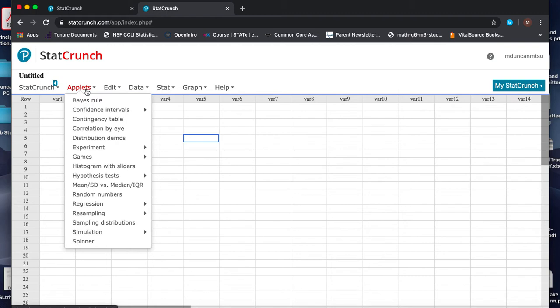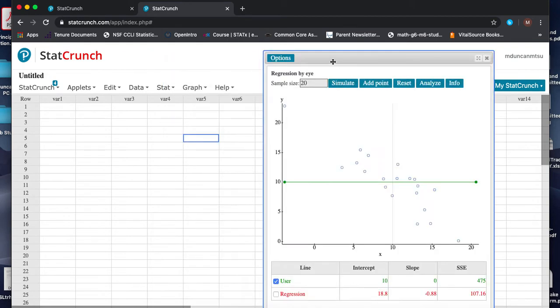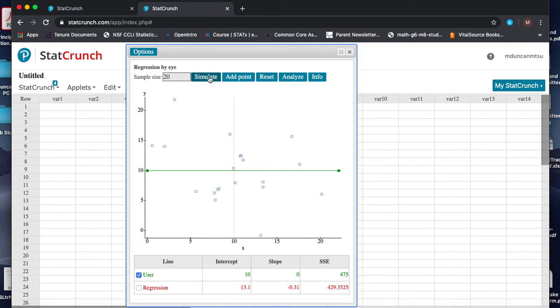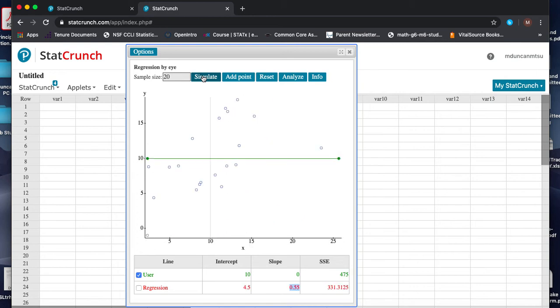So if you just go to applets and you go to regression and then regression by eye, and you can just hit compute here, it's going to give you a random scatter plot, and then you can just kind of look at it and guess what the correlation coefficient is, and it will be down here. And then if you want a new one, just hit simulate, and it will give you another scatter plot. Then you can again, kind of not look down here, guess what the correlation coefficient is, and then you can just keep practicing different types. So you'll get a variety of different scatter plots.